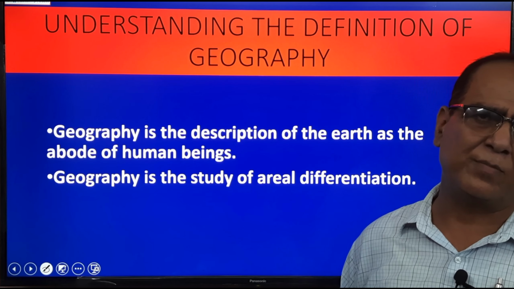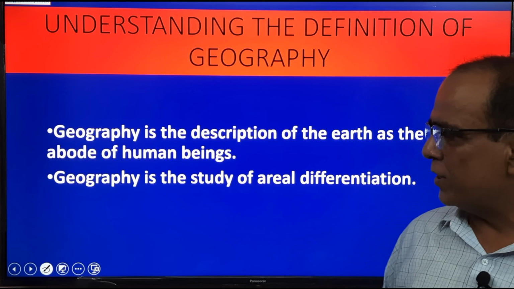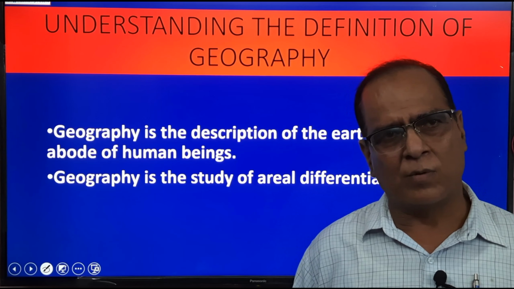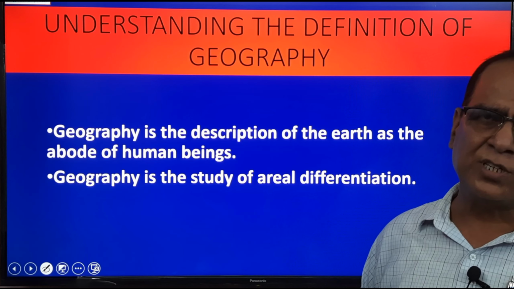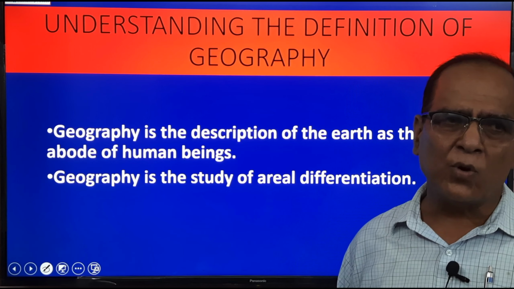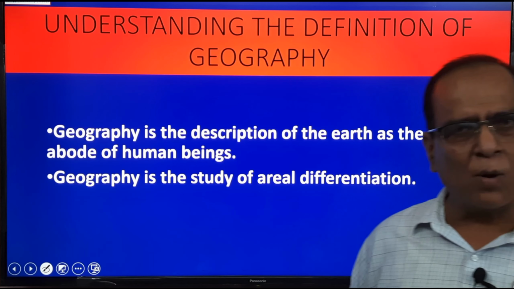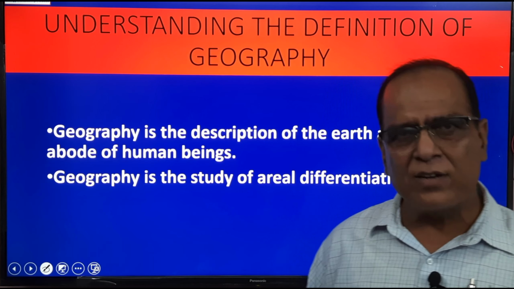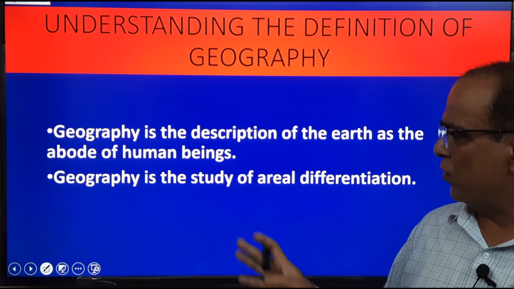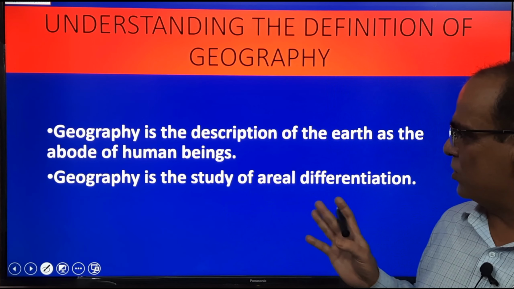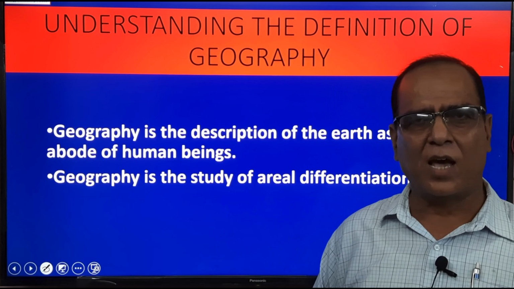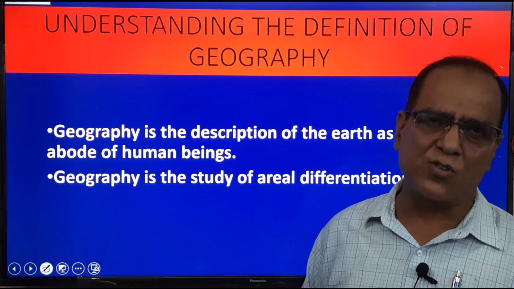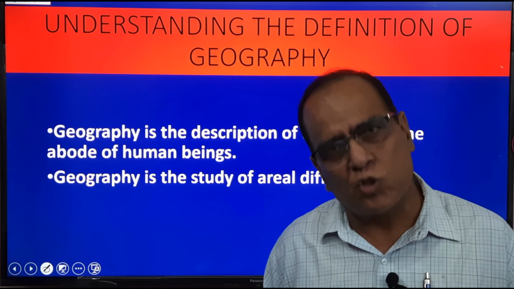And with the passage of time, another definition comes in. What is that? Because any subject, if it is not purpose oriented, means it has to orient itself to know the problems and also suggest some solutions. So in that arena, we get another definition. Geography is the study of areal differentiation. I mean, one area has differences if compared and contrasted with the nearby adjoining area.